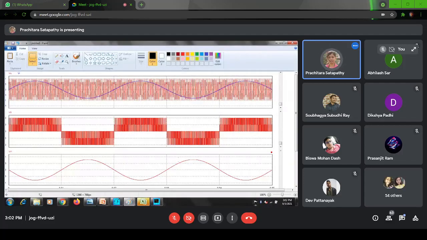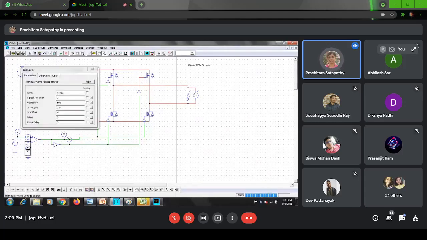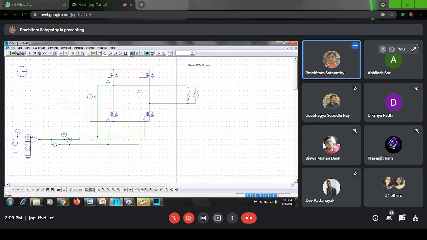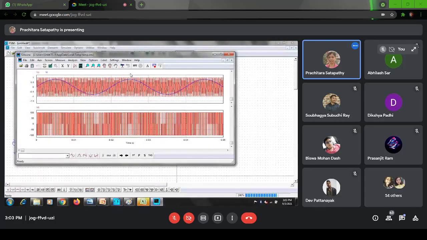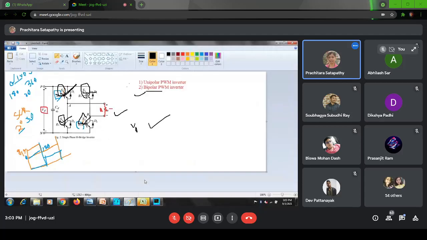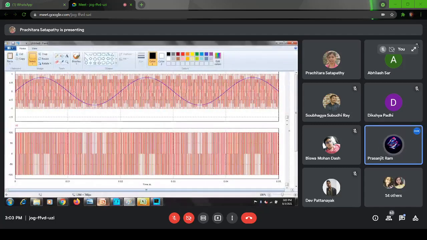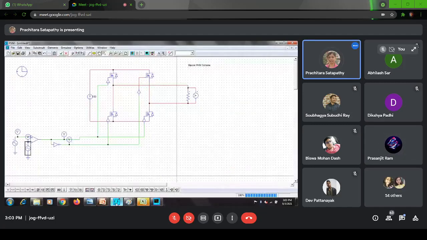This is one output. Another is this, for bipolar. That is for unipolar, no? Bipolar, make it 5000 and around. See the difference?